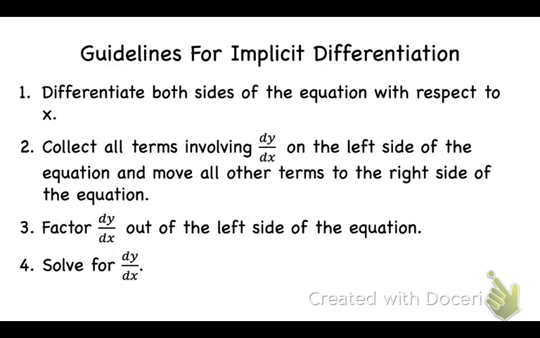Okay, guidelines for implicit differentiation. This is on page 145 in your textbook if you want to spend some time with it. Differentiate both sides of the equation with respect to x. That's when we have an equation. We haven't had an equation yet. I've just given you an expression.